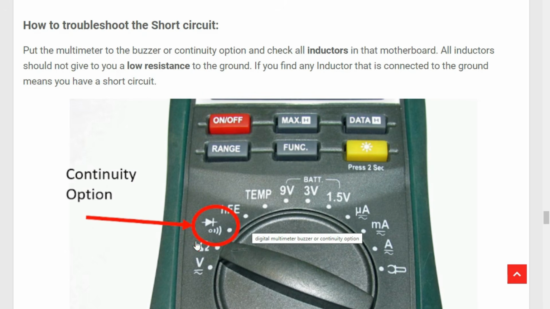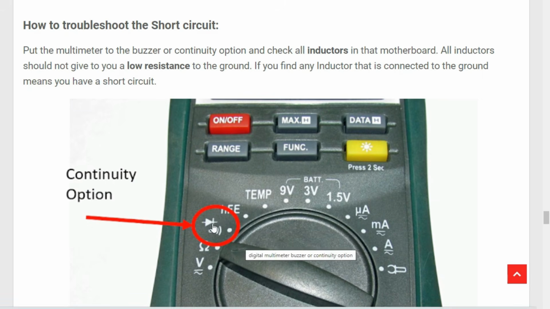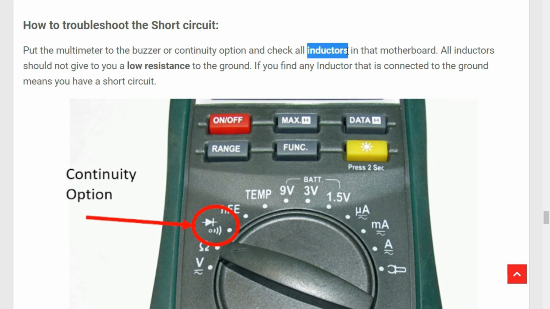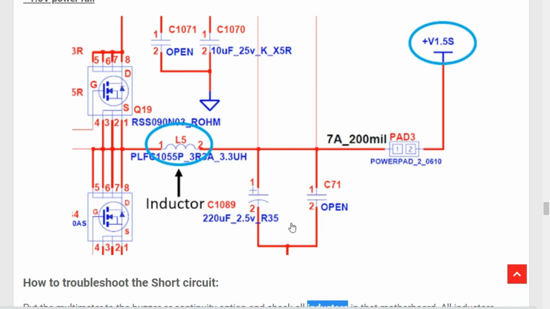To check for a short circuit, you should use the multimeter, of course, and choose the buzzer or the continuity option, and check all inductors in the motherboard. All inductors should not give you a low resistance to the ground. This is the rule. If you find an inductor that is connected to the ground, it means automatically you have a short circuit. Then you should check the components around that inductor.